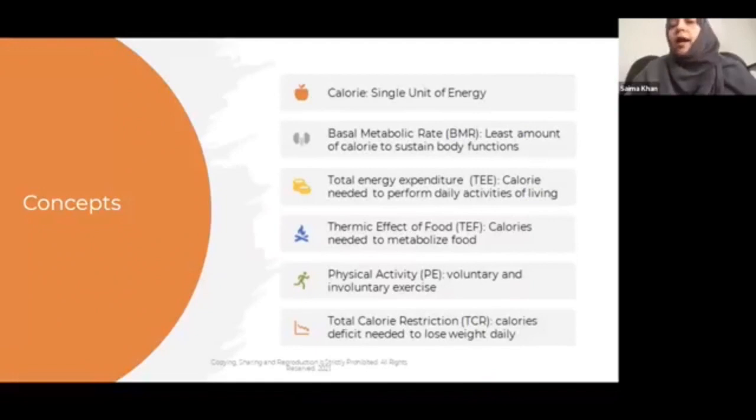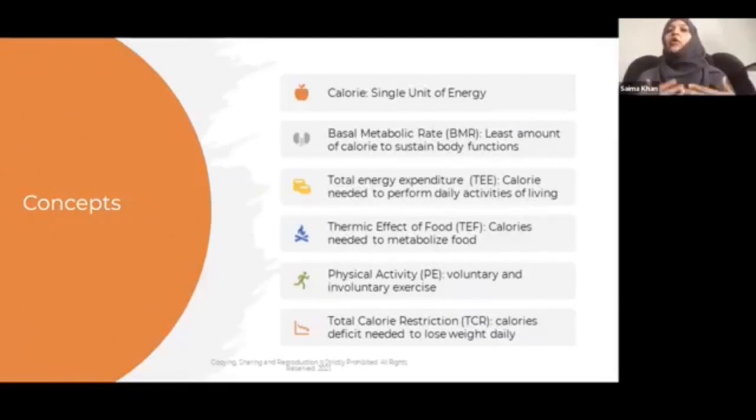BMR or RMR, resting metabolic rate and basal metabolic rate, are almost the same. In simpler words, it is the least amount of calories or energy your body needs to sustain vital body functions. So if we are sleeping and our heart is working, our brain is working, our kidneys are working, they need energy. So what is the amount of energy they need in order to survive? That is what basal metabolic rate means: we are not doing any activity, we are just sleeping, we have closed our eyes, and our body is burning some calories. We call this basal metabolic rate or resting metabolic rate.